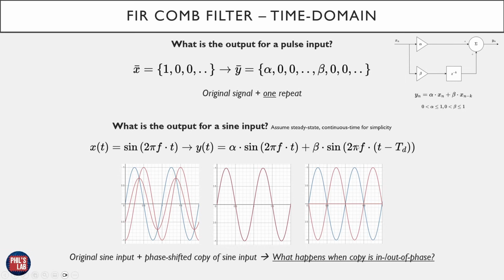So this is interesting. We have two sine waves of the same frequency, but they're added together in different proportions depending on alpha and beta, as well as our phase shift. So this means, for example, our original sine input plus the phase shifted copy could be in phase, they could be out of phase, or partially in and out of phase.